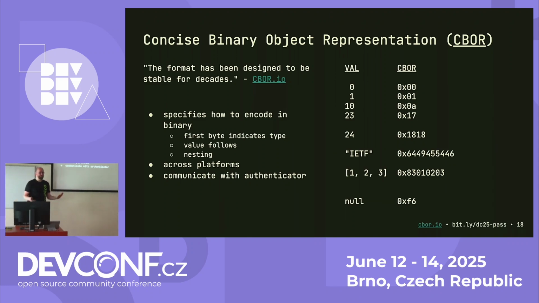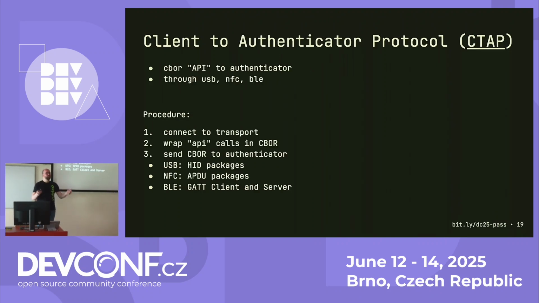Okay, so it's a binary representation which we can use to communicate with our authenticator. Great, but how do we communicate with the authenticator, right? We have the format defined. We know now how our representation would work, but we don't even know the data, the types, the messages, the things we can do with it.